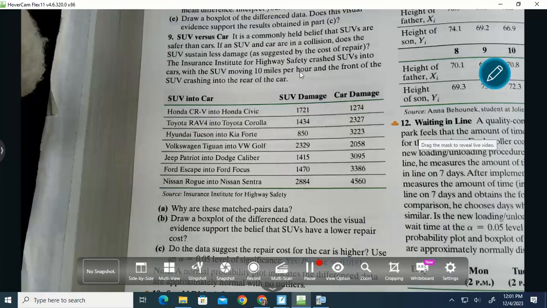Why is this matched pairs? Because you're checking the damage of the SUV compared to the car. Right, and they were in an accident together. It's not like I took an SUV from an accident over here and a car from an accident over here and compared them. They were in the same accident. So on your calculator, go ahead and enter these into our lists. So L1 will be my SUV.